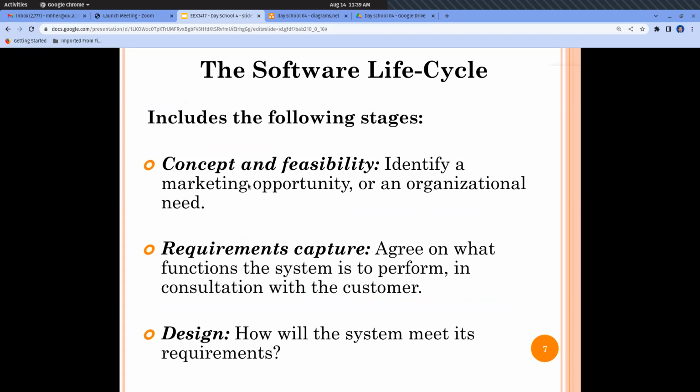These are the steps the process includes, the following stages. Concept and feasibility. First is the feasibility study: identify marketing opportunities or an organizational need. Sometimes a company hires people who may tell the software companies, we want this software. What the software company should identify is what software, and what changes it should make to this company, and the market opportunity and the organizational need.